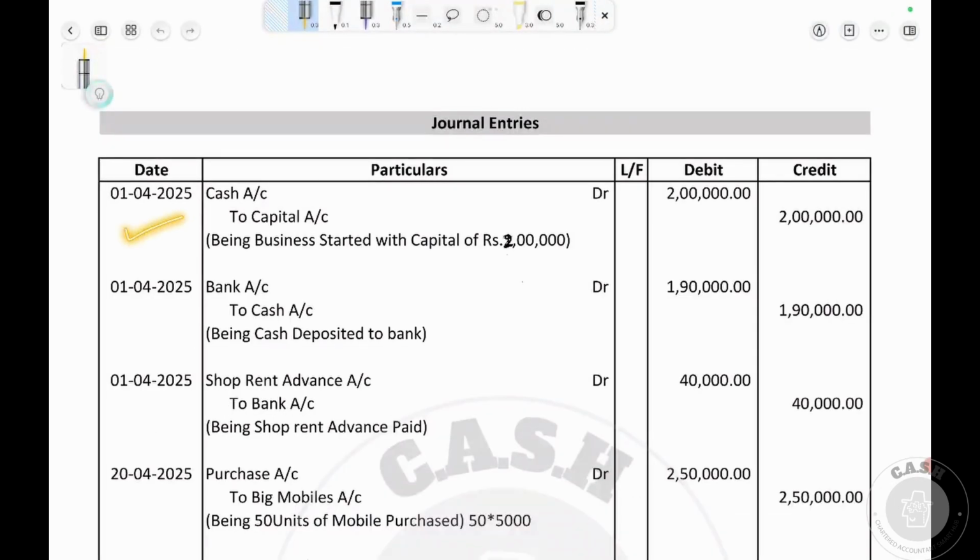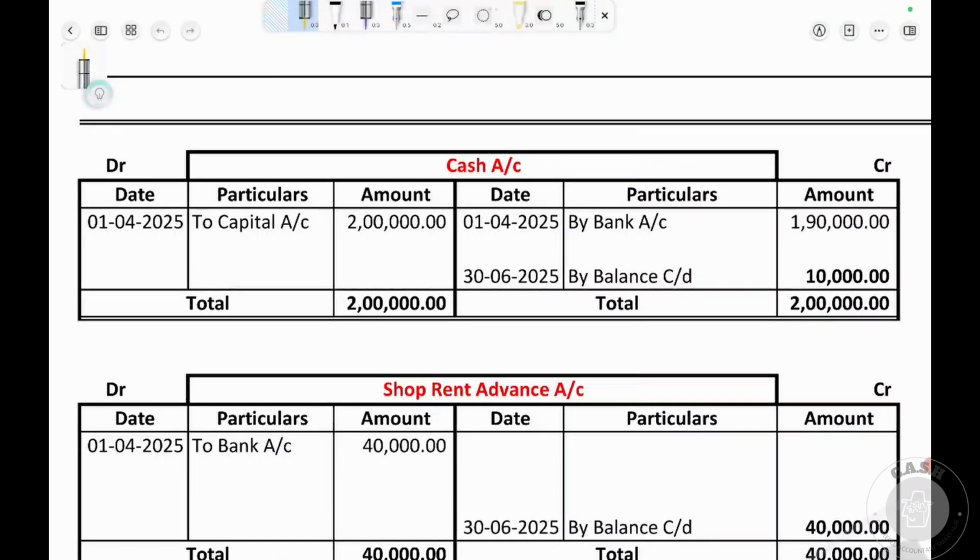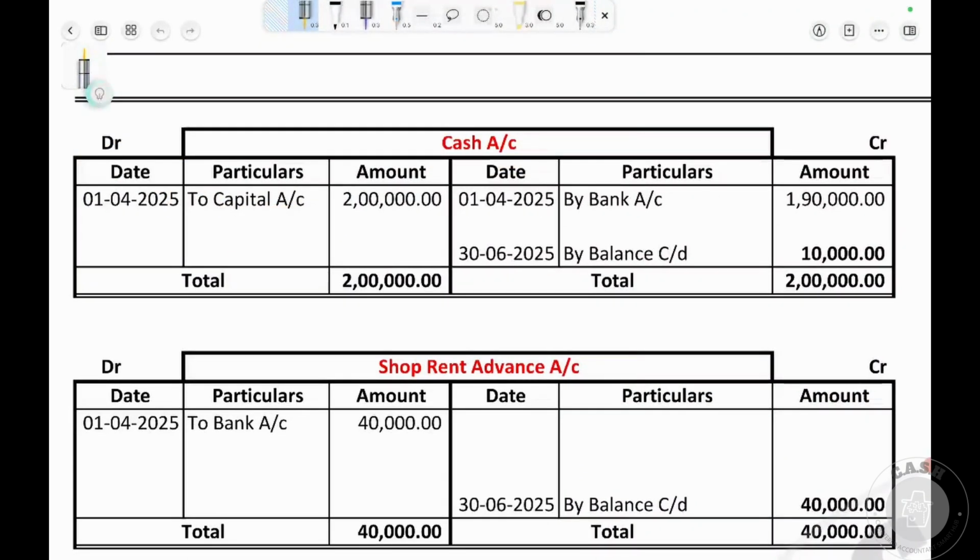The first journal entry was cash account to capital account. We have date, particulars, amount. It was cash account debited to capital account. Don't think that the capital account is debited. Cash account debited to capital account. Now, two accounts got affected, one is cash account and the other is capital account.